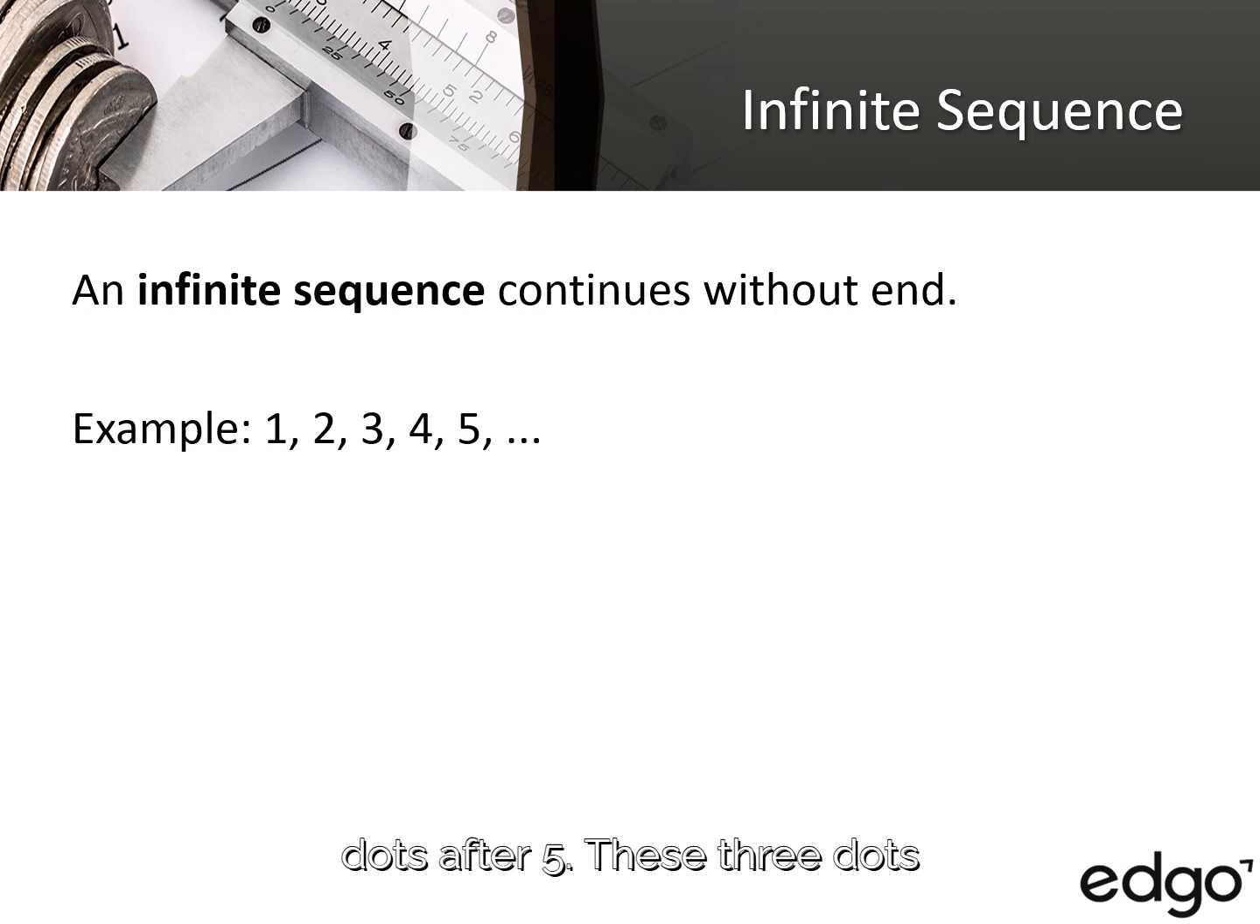Notice the 3 dots after 5. These 3 dots are called an ellipsis. In a sequence, an ellipsis indicates that the pattern continues. We can continue with 6, 7, 8, 9, 10, and so on. There is no final term indicated. Therefore, this is an infinite sequence. Remember, a finite sequence has a limited number of terms, while an infinite sequence continues without end.